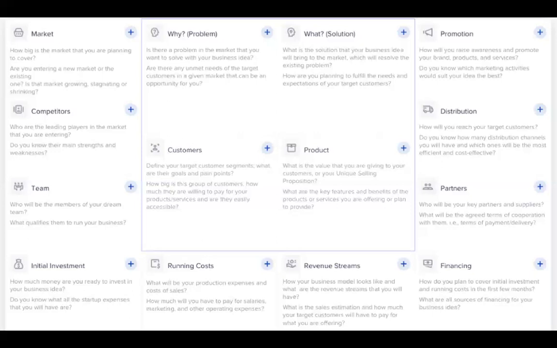In distribution, you want to be there at the point of purchase. Where are people purchasing? How are you going to get it to them where they need it and when they need it? Partners: who will be your key partners? You need to understand that.